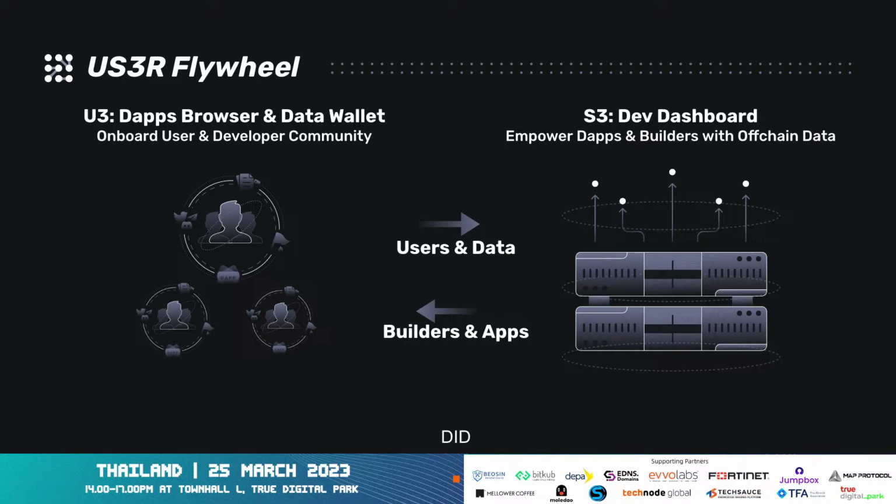And this is our go-to-market strategy. Basically, we have two main components, U3 and S3. U3 will be our main user-facing component that's used to onboard users and developers and to bootstrap the users and the data on the network. And S3 is our developer-facing component that provides the developer tools and infrastructure.